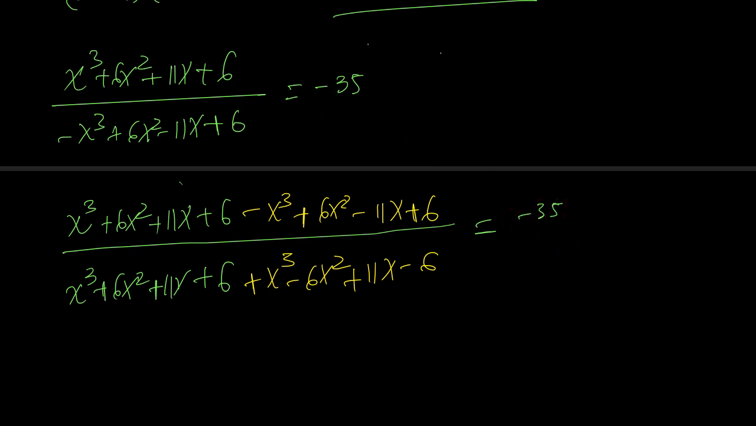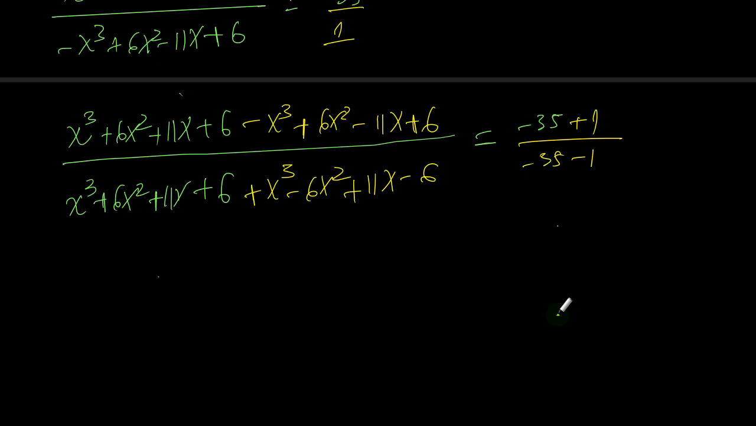Okay, this time we're going to say, let me change the color here. We're going to have plus, this is divided by 1, right? So plus 1 here, and then here divided by minus 35 minus 1. Okay, so now let's keep solving this equation here. From here, guys, we're going to simplify some terms, right?